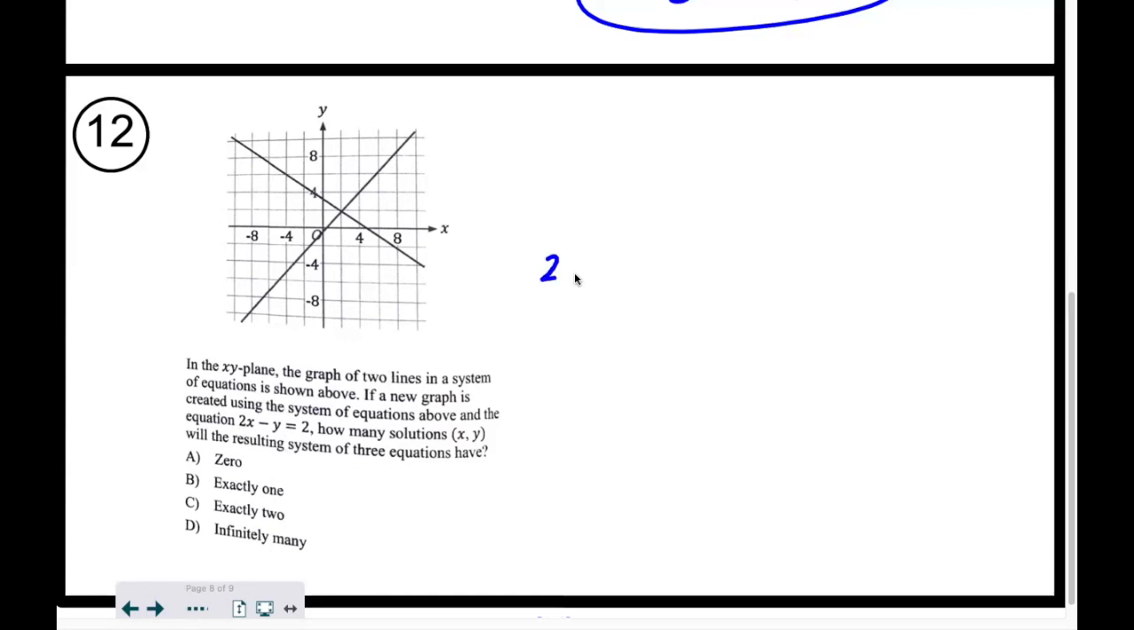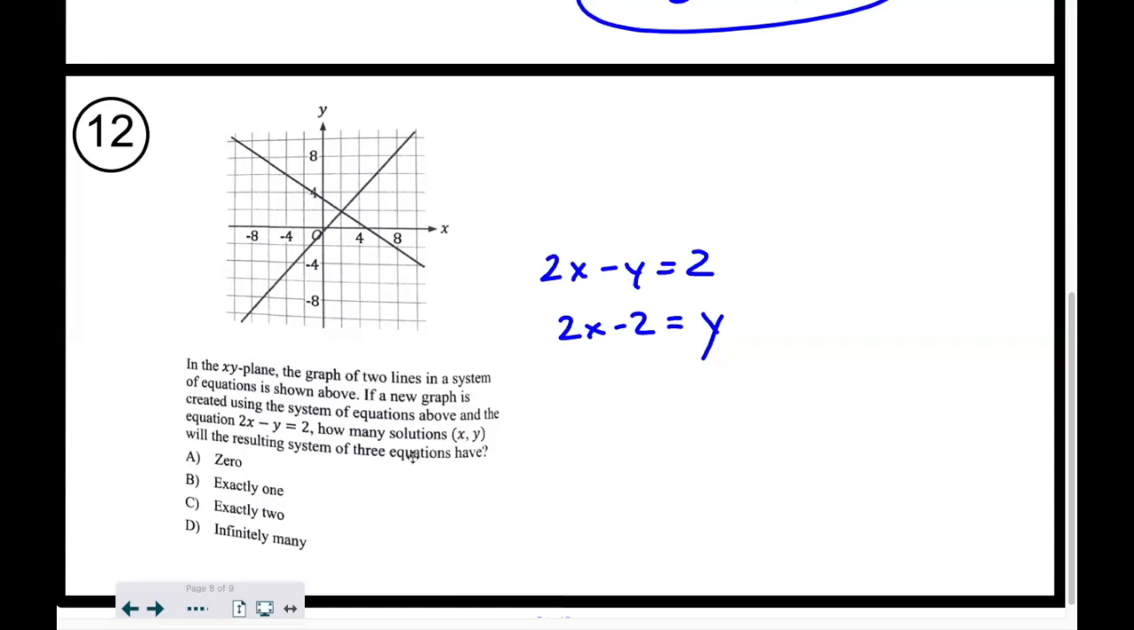Well, I'm going to take this equation and I want to be able to graph it. So I'm simply going to rearrange it to get y by itself. I'm going to do what I did in the problem before. I want the y to be positive, so I'm going to add it to this side. And I want this 2 to be over here. So that's 2x minus 2. So then I want to graph this because how many solutions will the resulting system have? A system is where all of them intersect at one point.